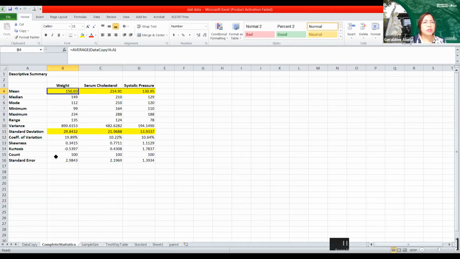And if you want to know the shape of the distribution, you can consider the values of the skewness and the kurtosis. If the distribution is normal, the skewness must be close to 0. If it is not normal, if it's positively skewed, the value is positive. If it's negatively skewed, the value of skewness is negative. Count means the sample size or the number of values. So 100, there are 100 respondents.